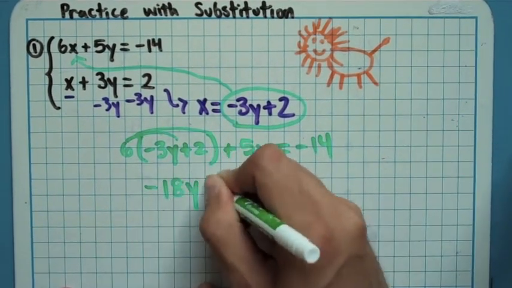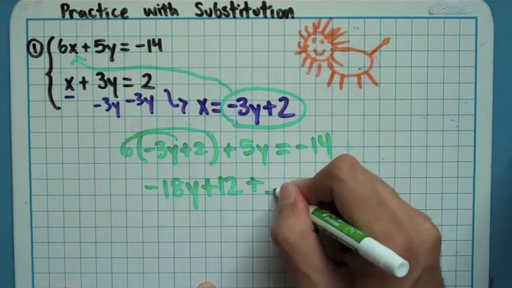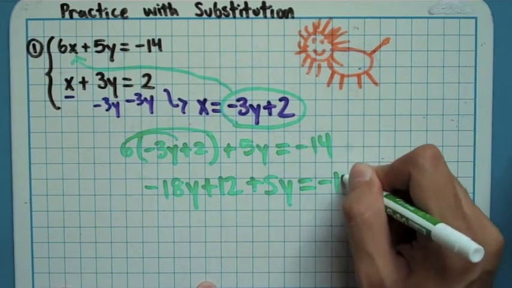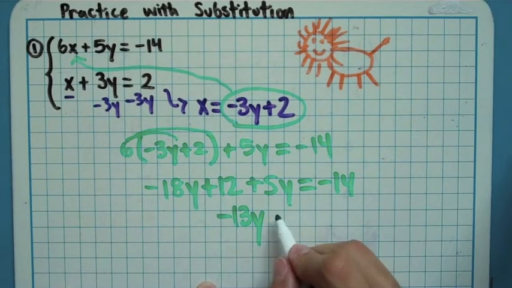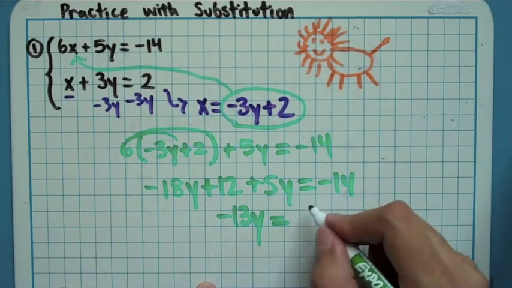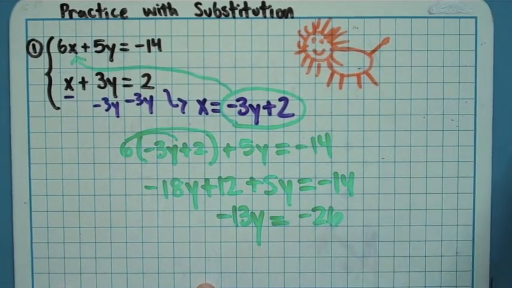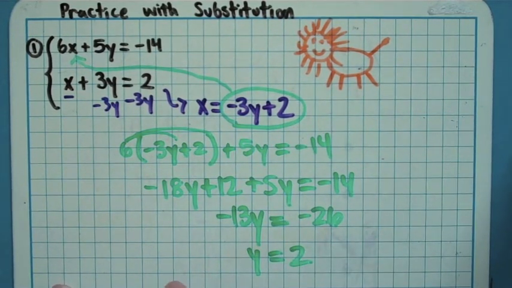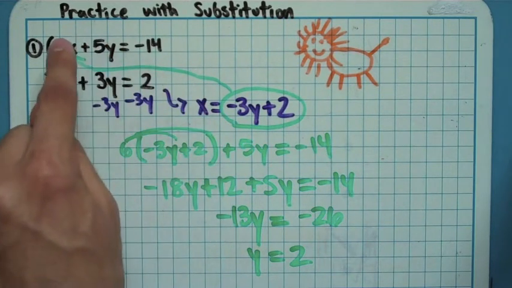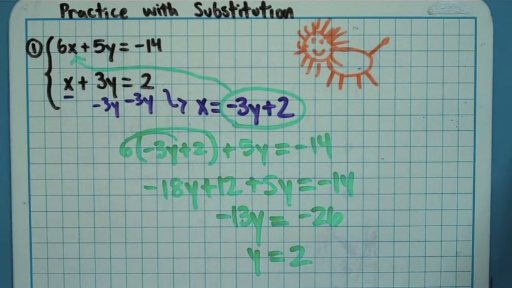You distribute, and then we're going to combine like terms. You get negative 13y, subtract 12 from both sides. That's going to equal negative 26. You divide by negative 13, it looks like you get y equals 2. So, got a variable by itself, plugged in another equation, solve new equation, get y. We're not done though, because now we need to go back and get our x.